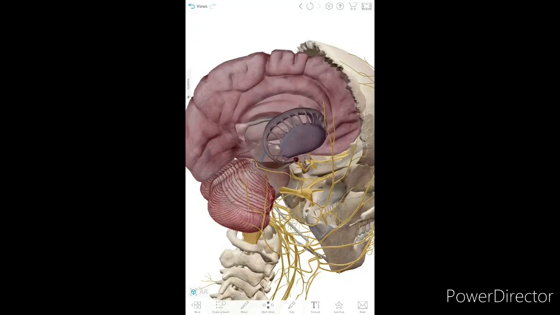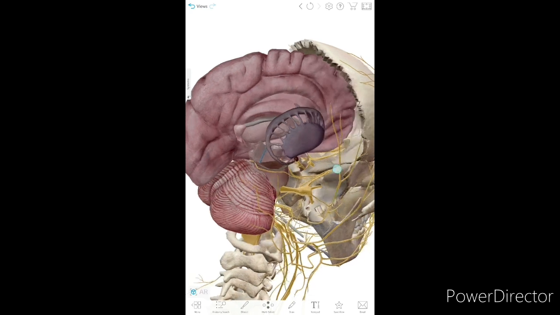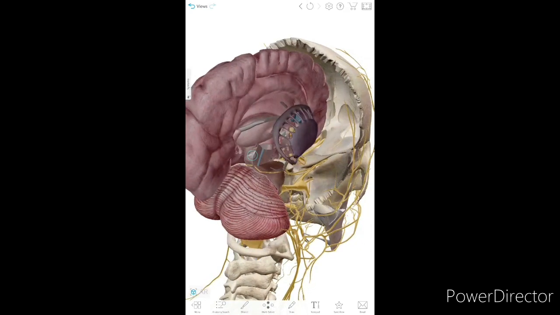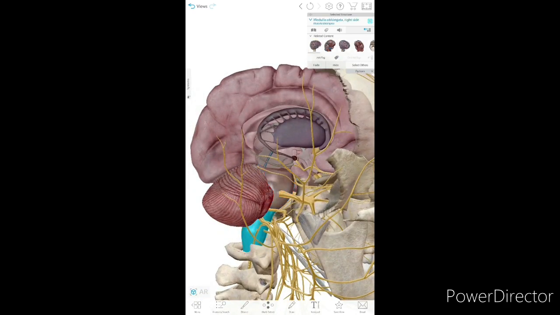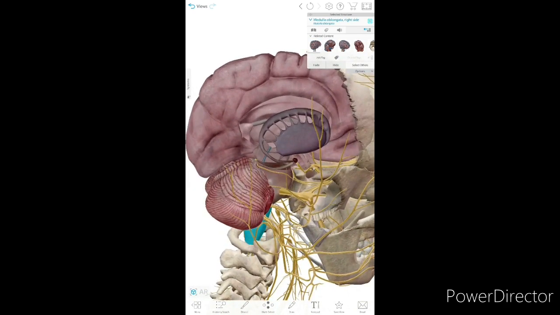Today the topic of our discussion will be the internal capsule. Now the internal capsule is a bundle of white matter which connects the cerebral cortex to the various brainstem regions. The brainstem includes the midbrain, the pons and the medulla oblongata. So the white fibers connecting the cerebral cortex all the way to the brainstem constitute the internal capsule.